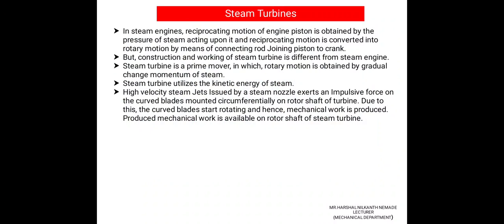Steam turbine is a prime mover in which the rotary motion is obtained by the gradual change in the momentum of the steam. Steam turbine utilizes the kinetic energy of steam. High velocity steam jet issued by the steam nozzle exerts an impulsive force on the curved blades mounted circumferentially on the rotor shaft of the turbine. Due to this, curved blades start rotating and hence mechanical work is produced. Produced mechanical work is available on the rotor shaft of the steam turbine.